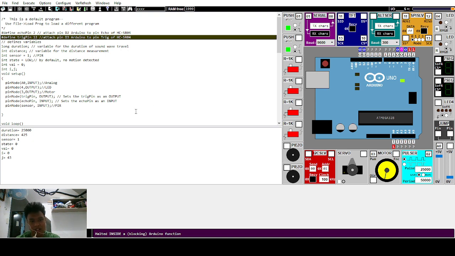And here we have a logic: J equals 255 minus distance over 2. Then analogWrite 3, J. What this means is that if the distance of an object is far, the subtracted value would be larger, so the speed of the motor would be slower. That's the ultrasonic logic.